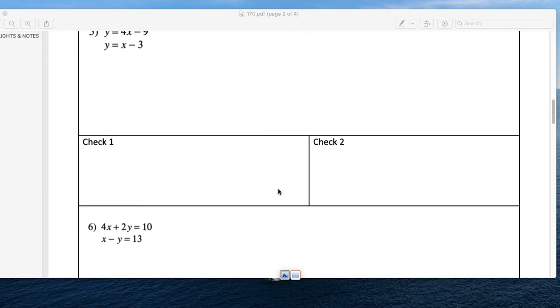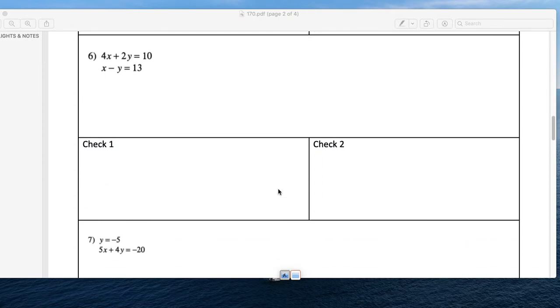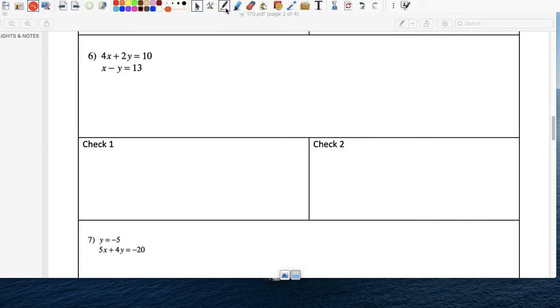It doesn't get any more difficult. This is it. There's nothing else. Again, this one is what you call substitution, right? So we have to rearrange. For this one, I'm going to rewrite x minus y equals 13. In this case, I'm going to isolate x. You could isolate y, it's up to you. I'm going to isolate x.